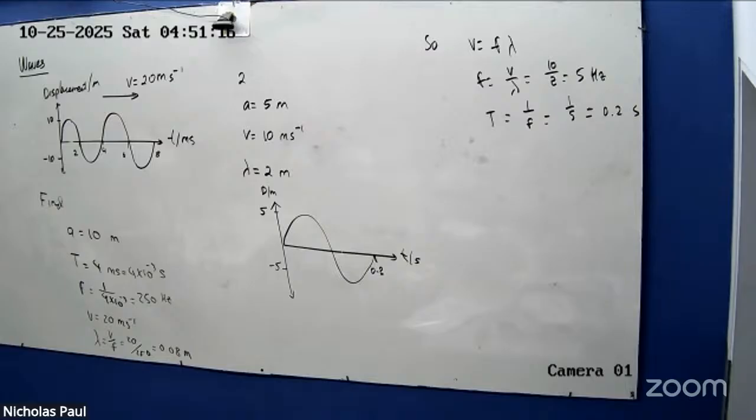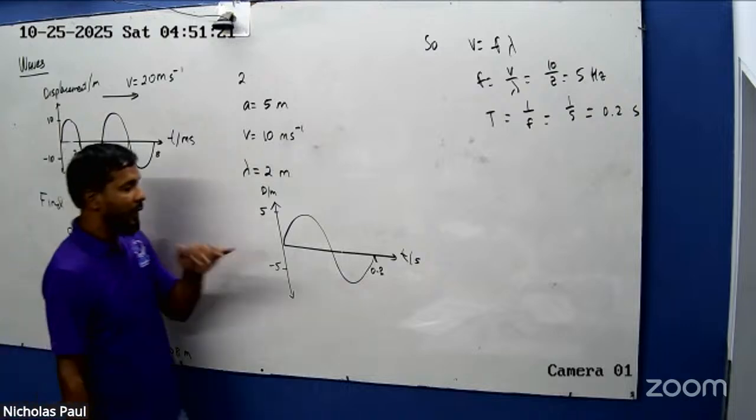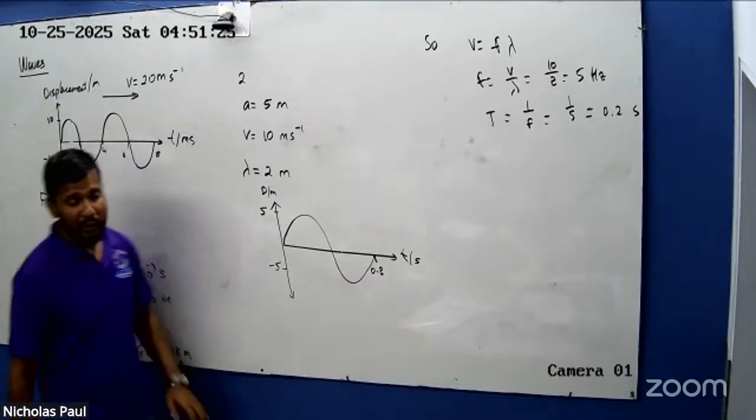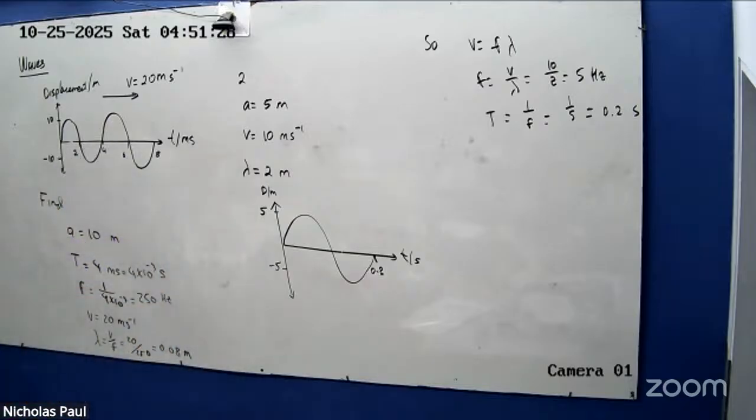Right. So in order for us to sketch this, we need amplitude and we need period. Those are the two most important things. Okay? Last note and we're done.